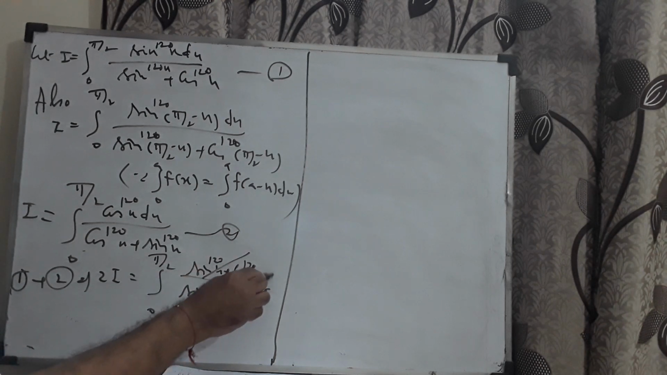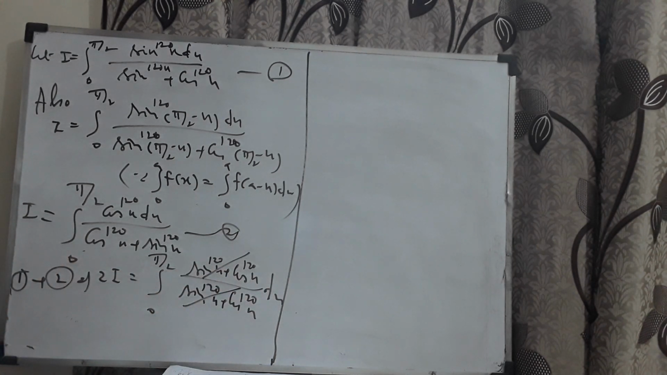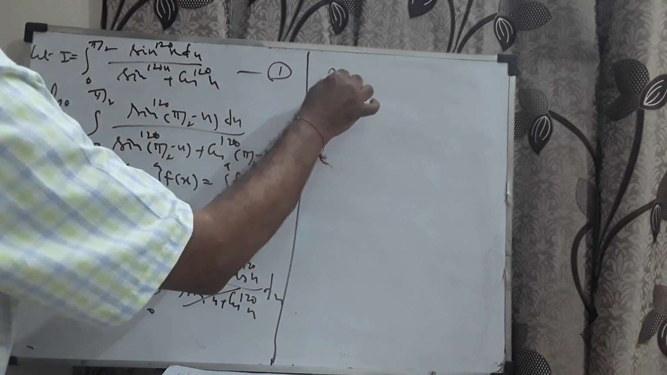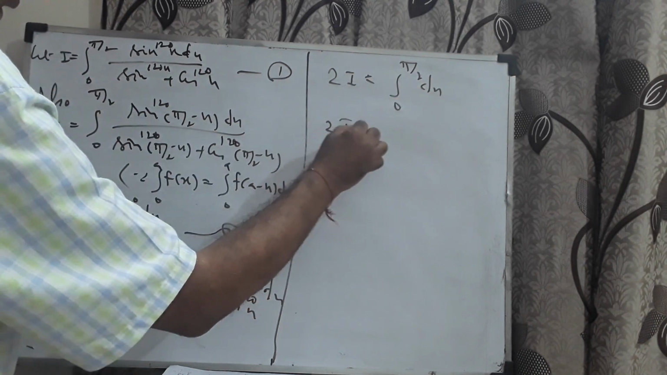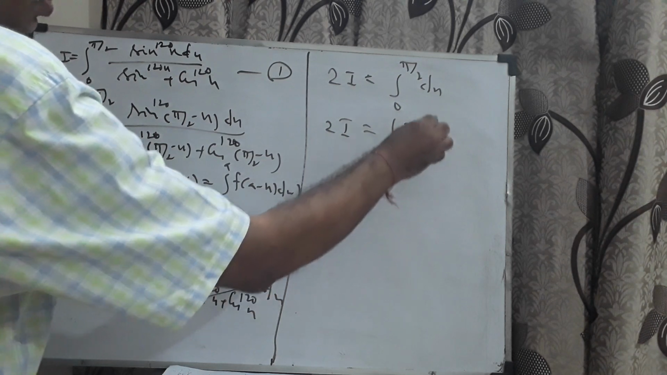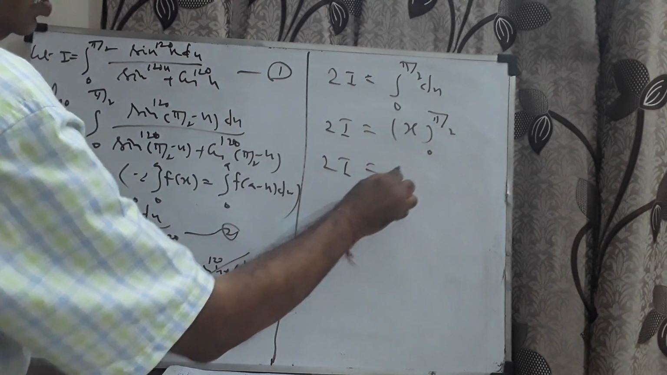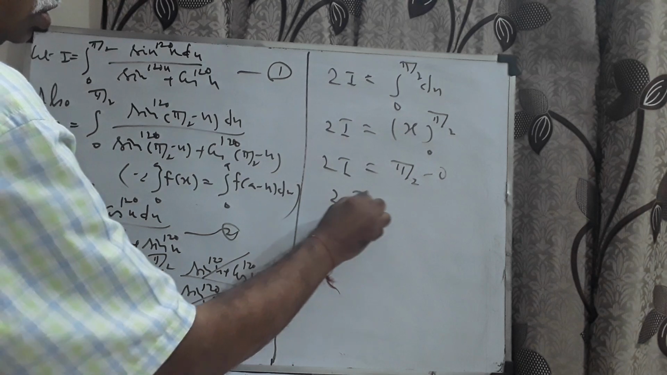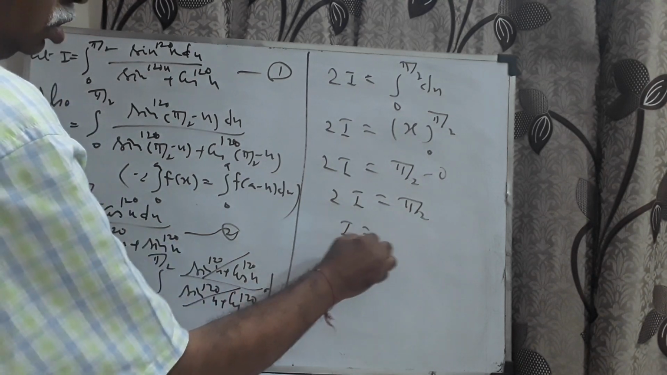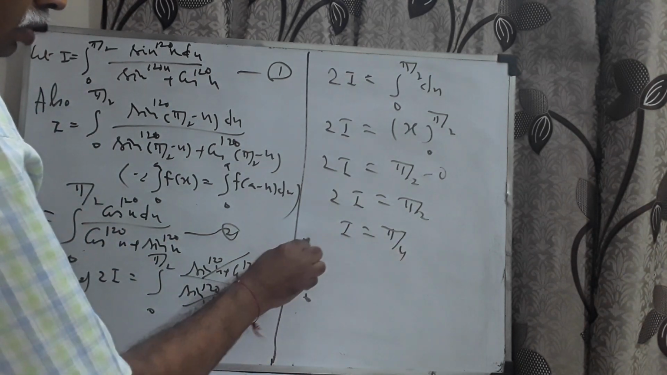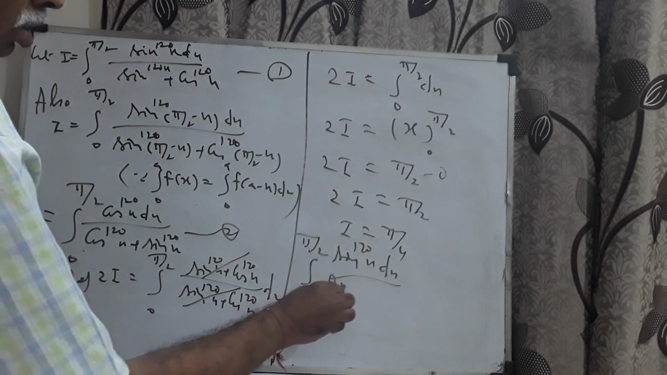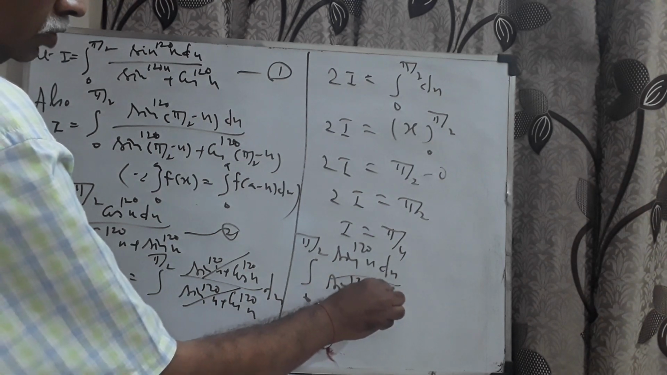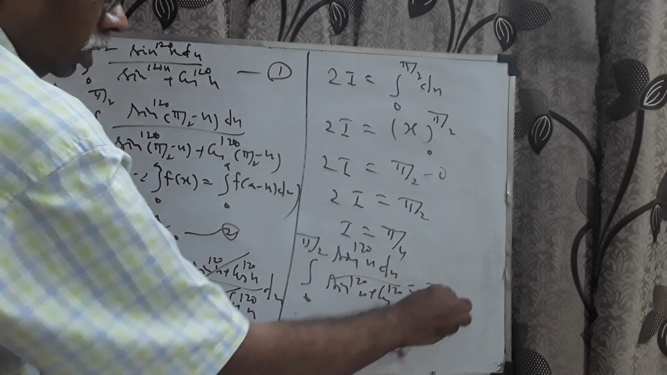This will get cancelled as it is. Don't cancel sin and cos separately, it's meaningless. They both get cancelled as a whole, the summation. 2I is equal to integral 0 to pi by 2 dx. 2I is equal to x from 0 to pi by 2. 2I is equal to pi by 2 minus 0. 2I is equal to pi by 2. I is pi by 4. Now the integral 0 to pi by 2 of sin power 120x dx by sin power 120x plus cos power 120x will be pi by 4.